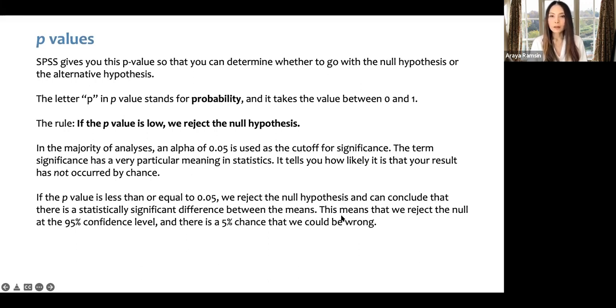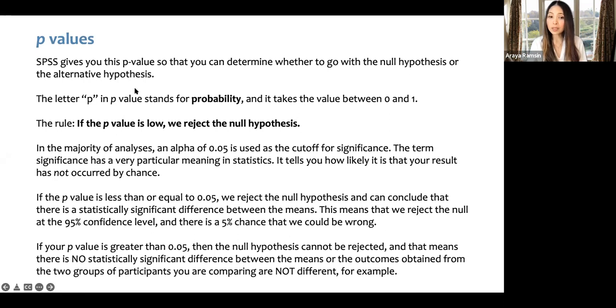Okay, and this means that we reject the null. What does all this mean? It means that we reject the null at the 95% confidence level, and that actually means there is a 5% chance that we could be wrong. So you allow about a 5% mistake, something that could come up. But it's good enough at this level.